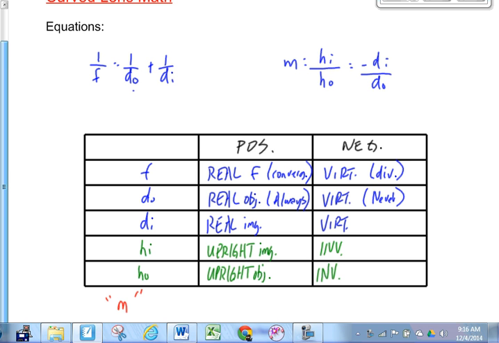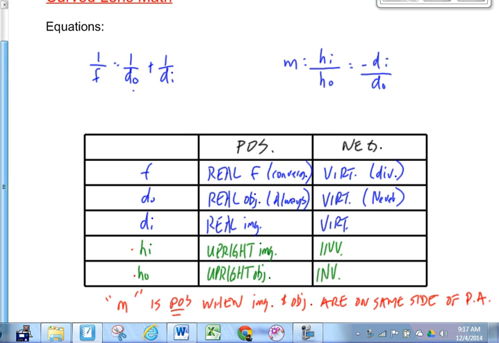A number that's bigger than 1 means the image is bigger than the object. So we're going to say M is positive when the image and object are on the same side of the principal axis. In other words, if they're both right side up, M is positive. If they're both upside down, M is positive. If one of them is upside down and one is right side up, M is going to be a negative value. So it's almost the same as HI and HO, but not quite.